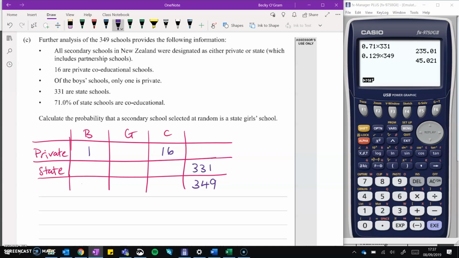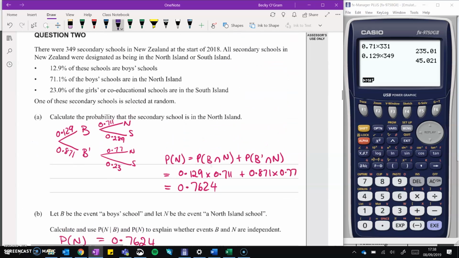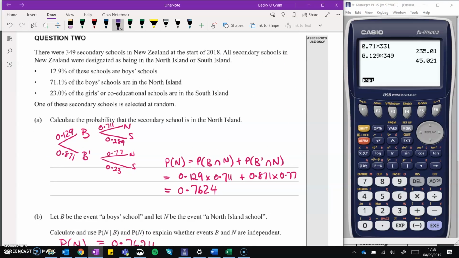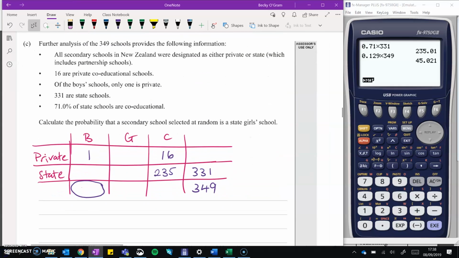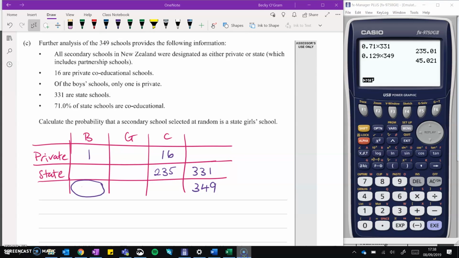71% of the state schools are co-ed, so 71% of 331 is 235. And then what else do we know? So we can actually get this part down here from part A. We were told that 12.9% of all schools are boys' schools. We work out 12.9% of 349, we get 45.